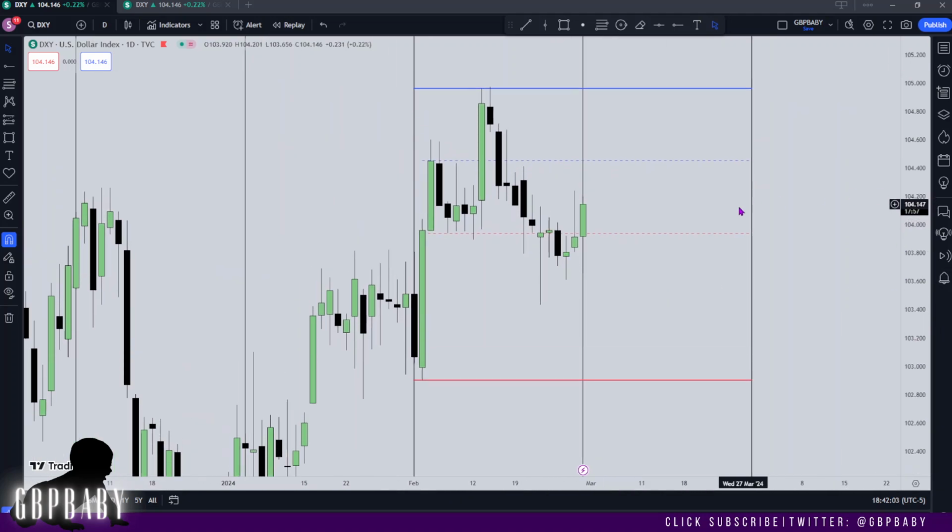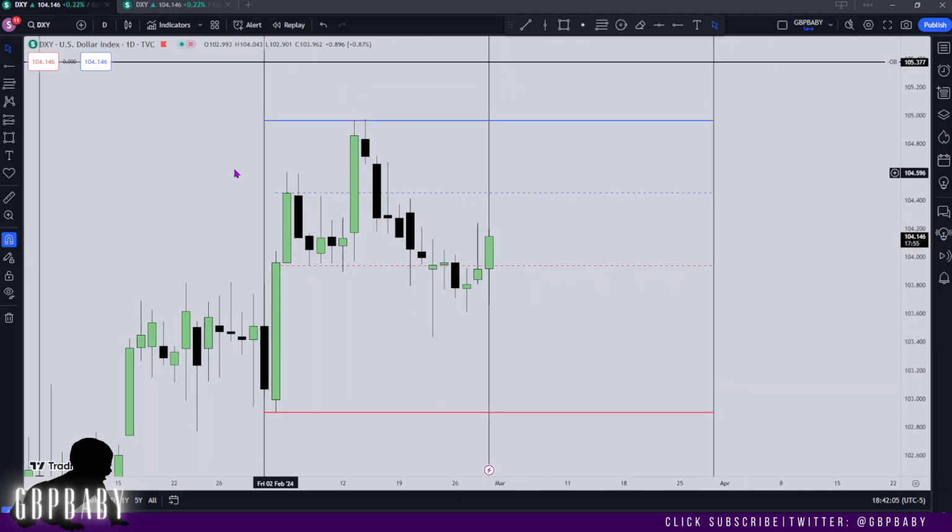We're going to start on the daily, of course, and you'll see here we have a nice volume imbalance that I do believe price is still working its way up to. So I'm just going to drag that out as a target for price moving into the new month.